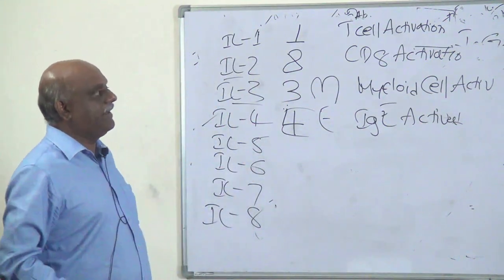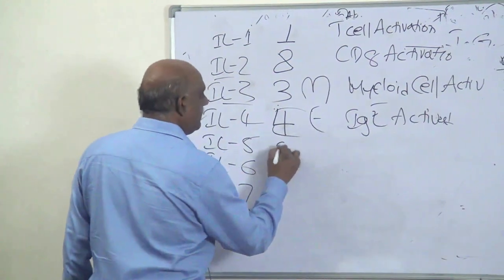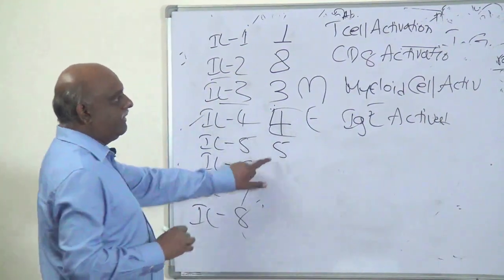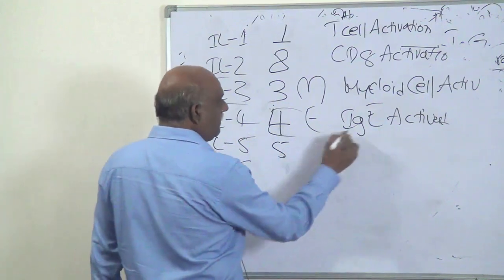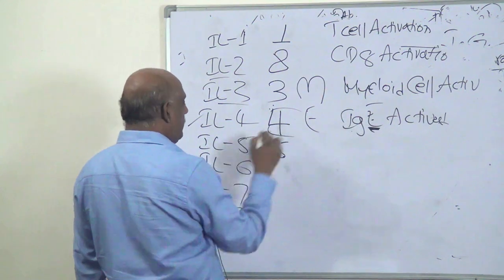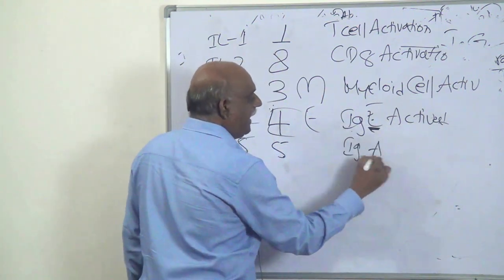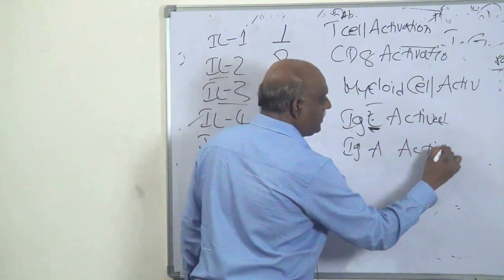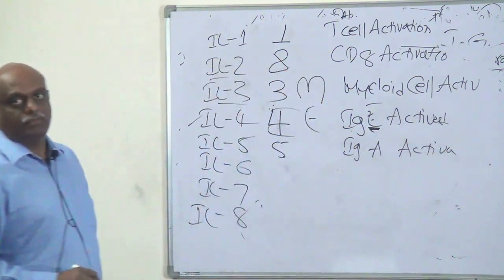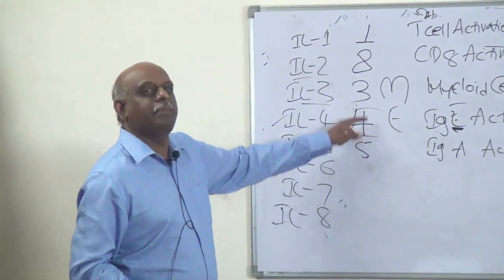Then comes interleukin 5. Interleukin 5. Iske upar wala interleukin E ko kiya na. So 4 is E, you remember. Automatically 5 is A. So IgA activation is what you need to remember. So this is something that you need to remember in rhythm.